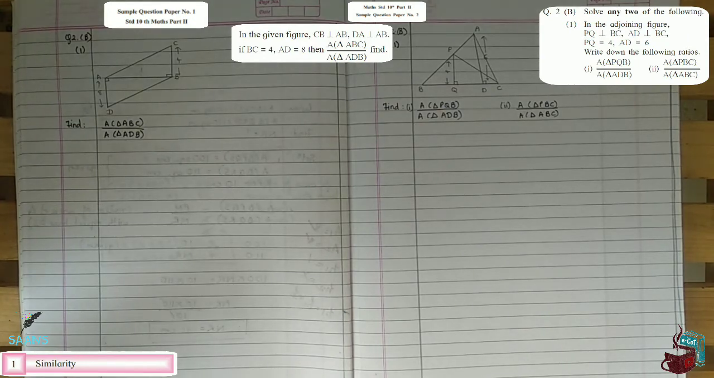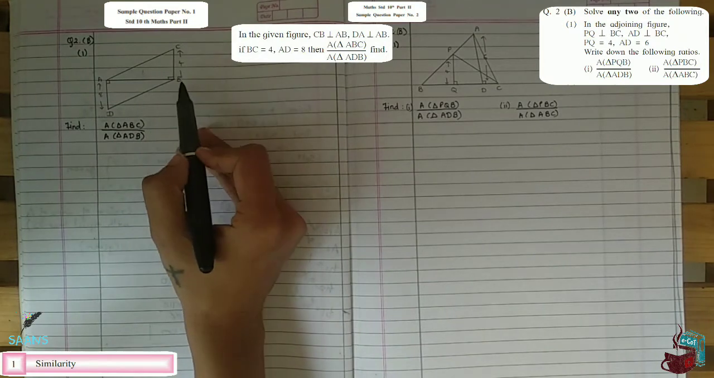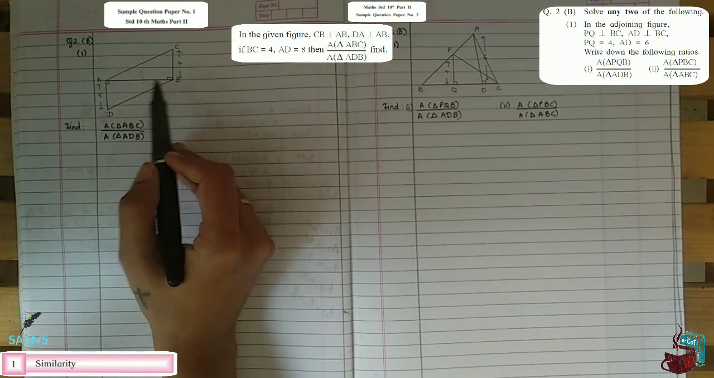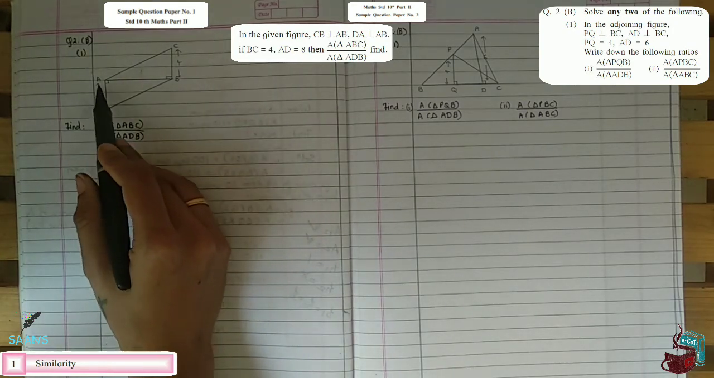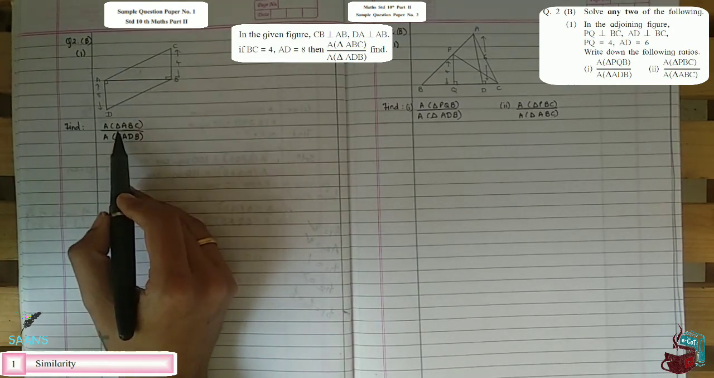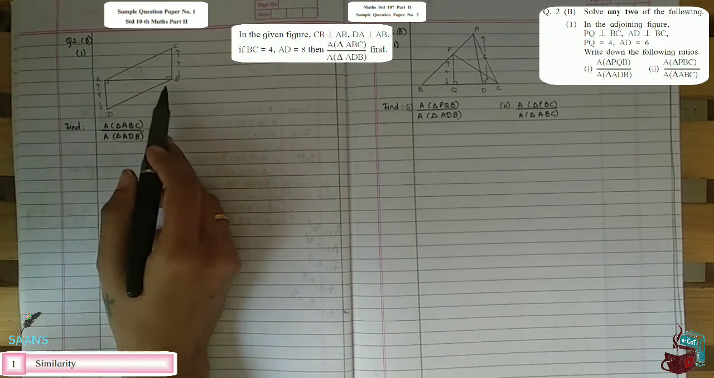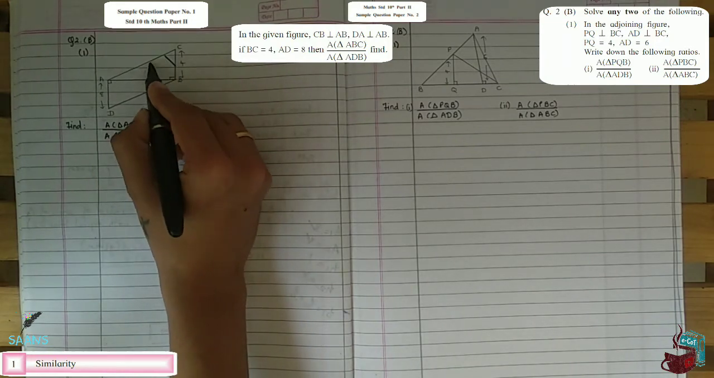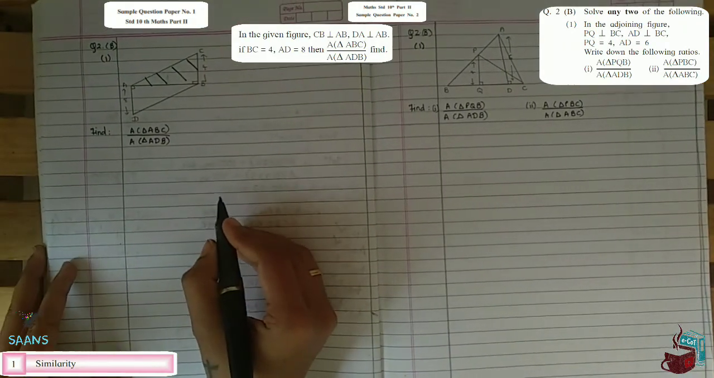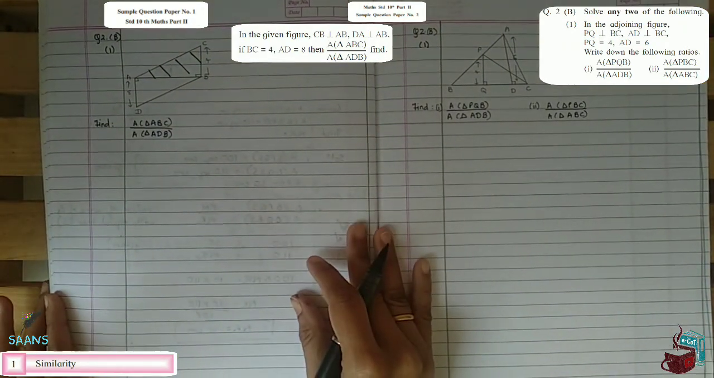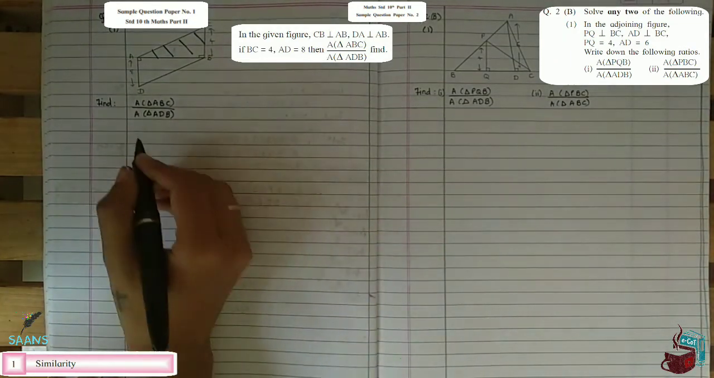So here in the figure, CB is perpendicular to AB, AD is perpendicular to AB. This is given, AD is given and BC is given. You have to find area of triangle ABC upon ADB. This is one triangle, ratio of this upon this, very clearly seen. So we directly start with the solution.